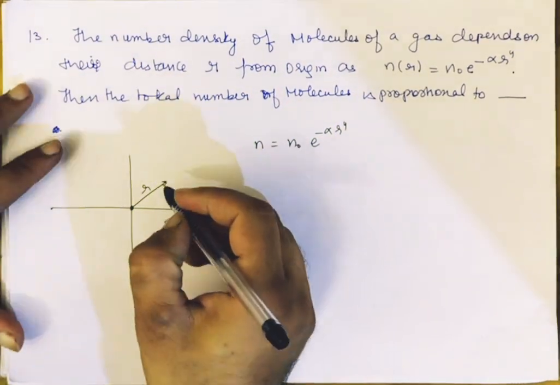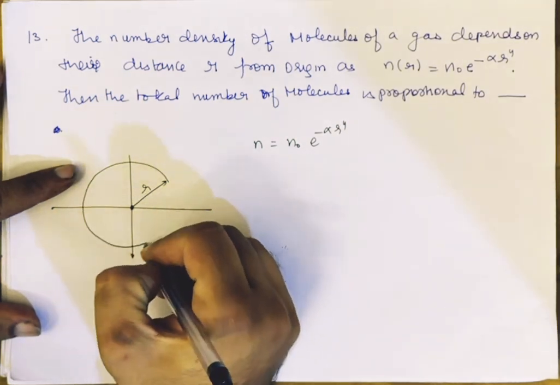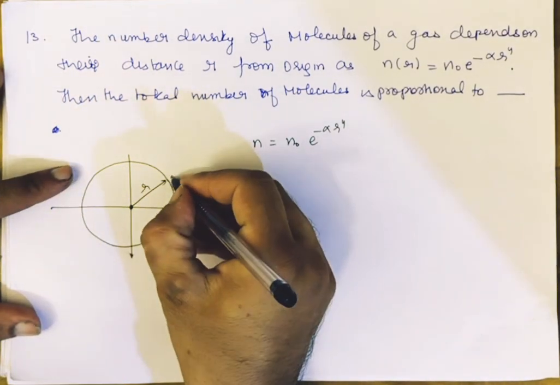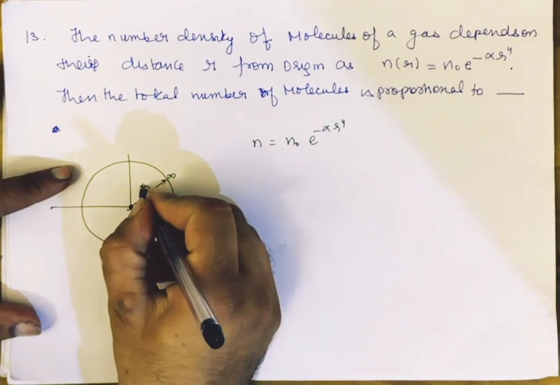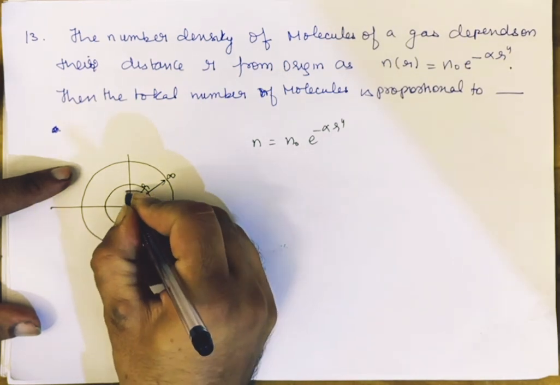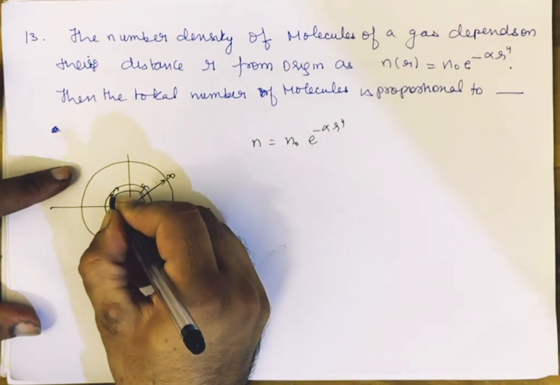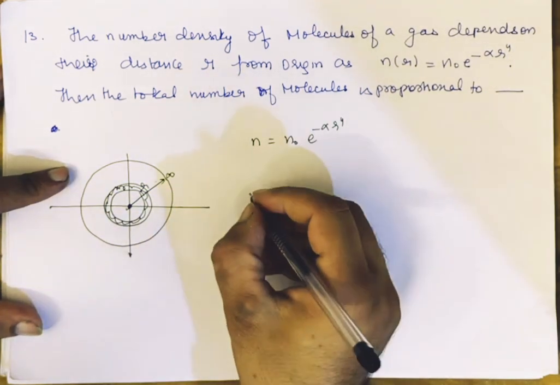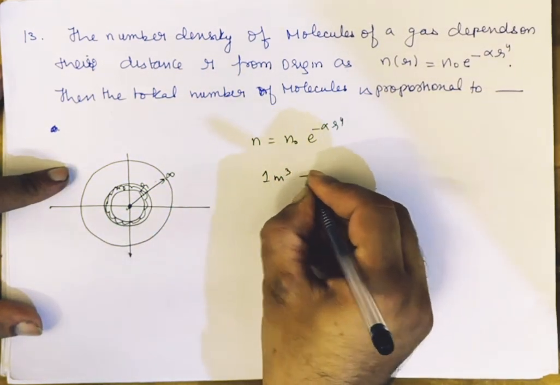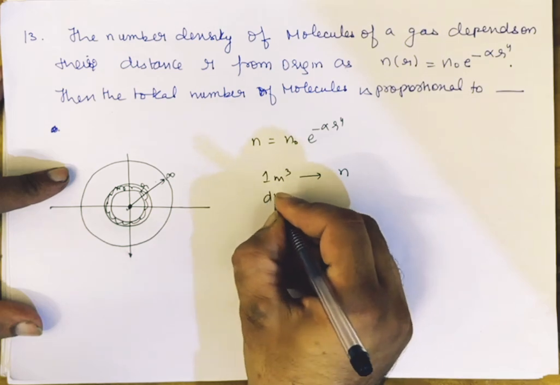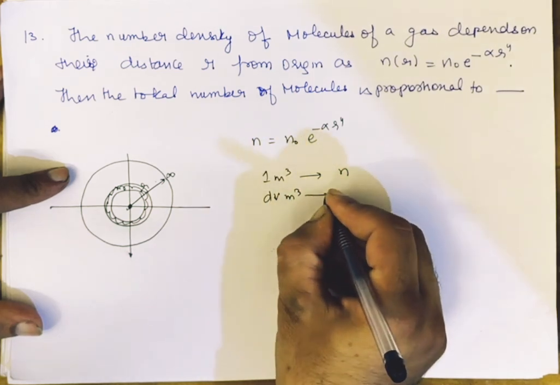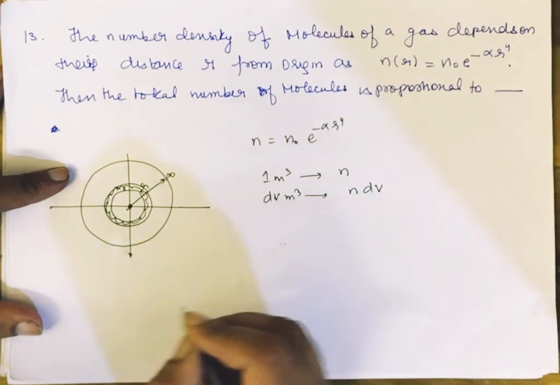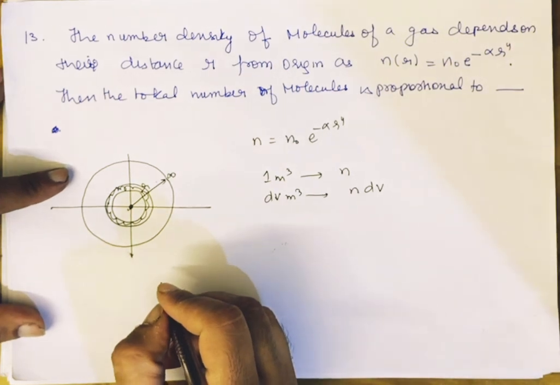Now let's take a region. Suppose this is a region, up to this is infinity, this is 0. And somewhere in between we can take an elemental region where we can find the differential number of molecules in this elemental region. So if in 1 meter cube the number of molecules is n, then in dV meter cube, the number of molecules will be n dV. That is how we calculate using the unitary method.